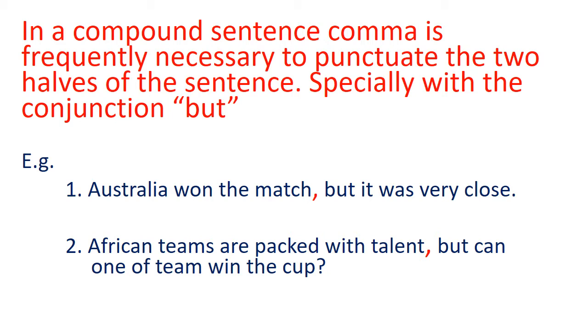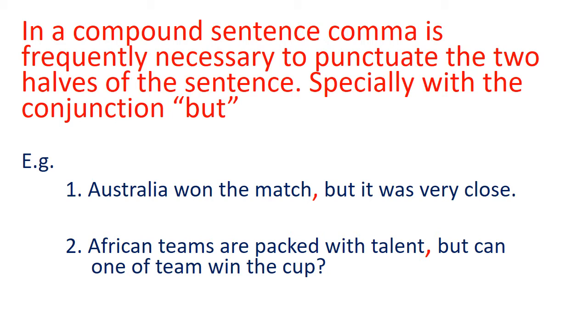Okay, for compound sentences we use commas. Let's see. Australia won the match, comma, but it was very close. Here the two clauses are: Australia won the match, but it was very close. To separate the main clause from the other clause, we use a comma.